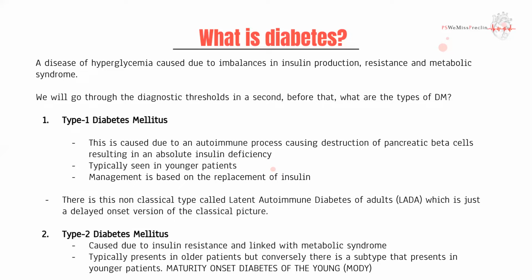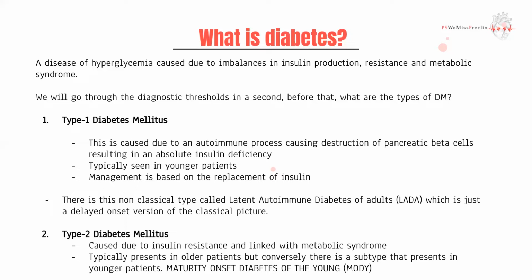Next, we have type 2, which is the most commonly seen type of diabetes in the community. It's caused by insulin resistance that's linked with metabolic syndrome. Now, metabolic syndrome is a very complex condition. We'll talk about it later, and it refers to a combination of hyperlipidemia, insulin resistance, obesity, and blood pressure issues. So it's quite a complex disease of the modern world. And as you probably know, it typically affects older patients.